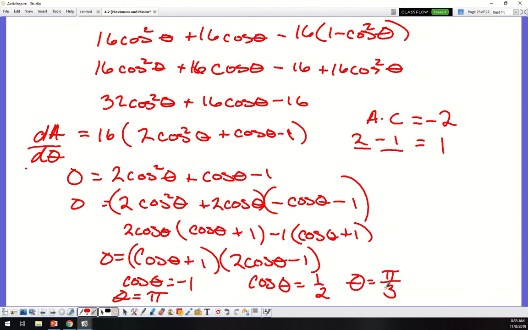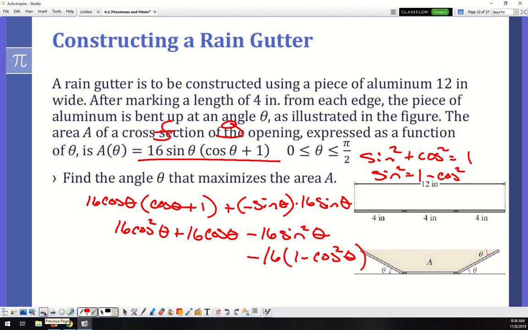Let's go back to my problem. What's my interval? 0 to pi halves, right? So 0 to pi halves. So is pi in this interval? No. Okay, so if my angle was pi, that wouldn't work out, would it? That would mean that it would go all the way over, wouldn't it? Yeah, so that's not going to work out. Anyway, all right, so the other one's going to be pi over 3. So find the angle that maximizes the area. So we don't actually have to find out anything else. We got that. It's going to be pi over 3.